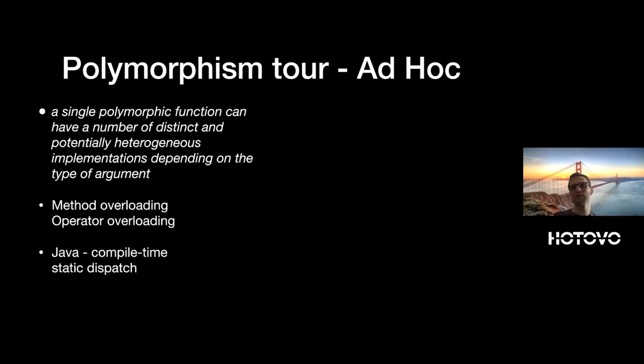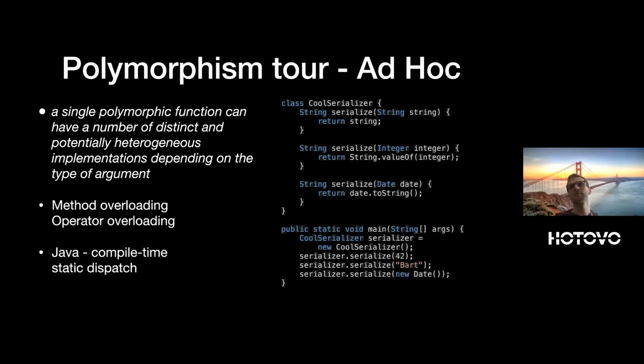Now, if you think about it, this might be method overloading or operator overloading in some other languages like C++. As an example, this is method overloading in Java. So we have a class called serializer that has 3 methods, which take in a different type of argument. But you can look at this as just a single method. It just operates on 3 different types of arguments. So this is considered ad hoc polymorphism.